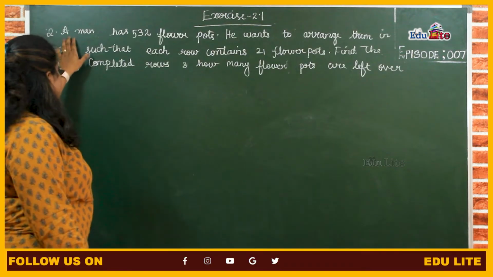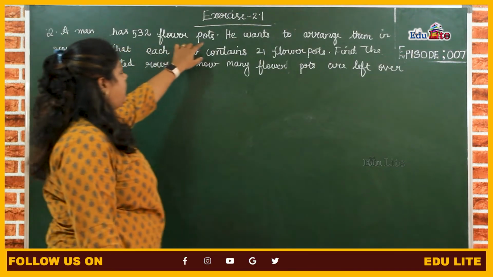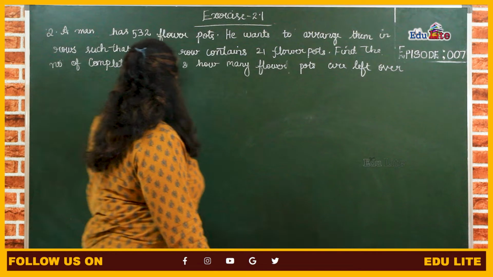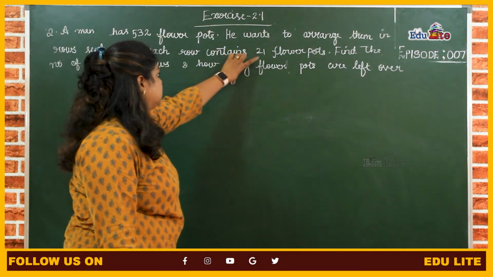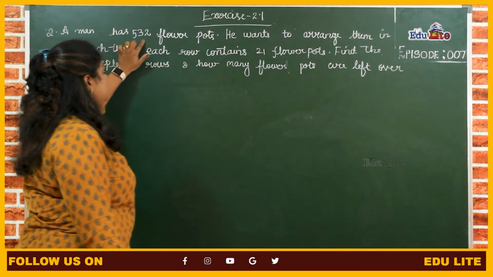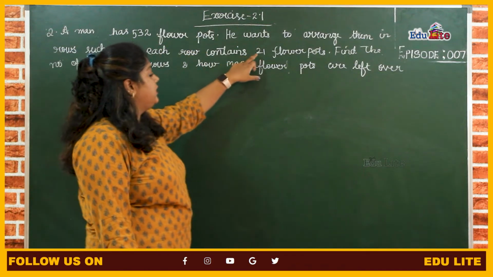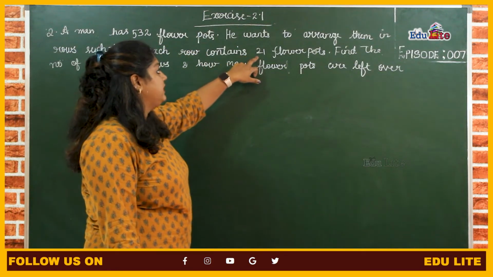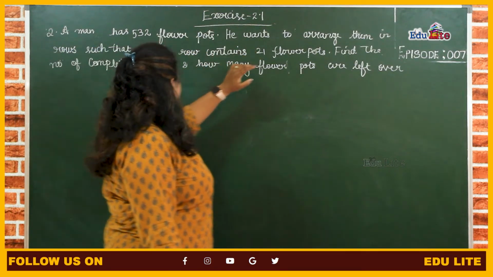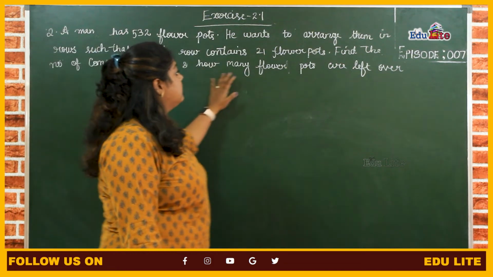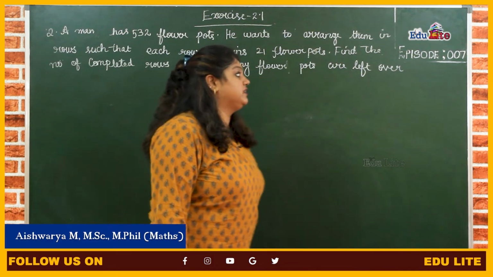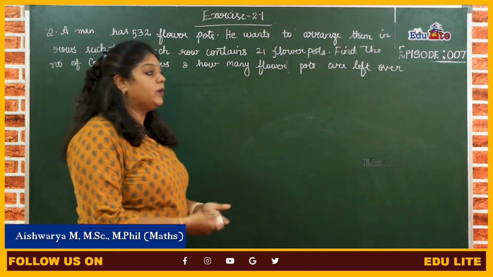Second problem: a man has 532 flower pots. He wants to arrange them in rows such that each row contains 21 flower pots. So 532 is the value of a, that is the dividend, and 21 is the value of b, which is the divisor. We have to find the number of completed rows and how many flower pots are left over. That is, we have to find the values of q and r.